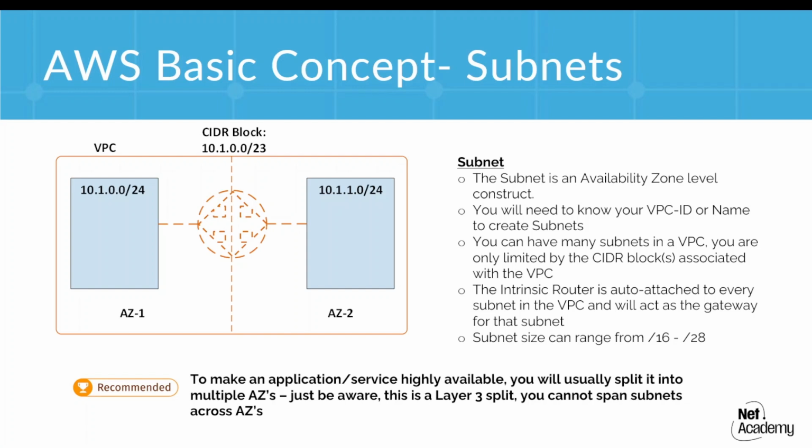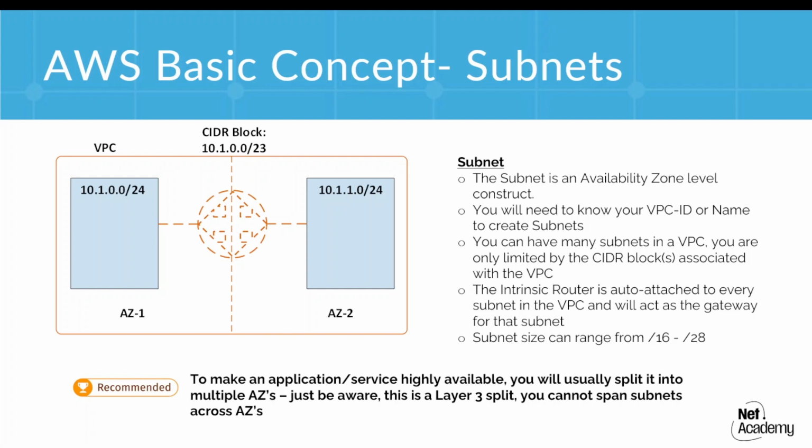Also, if you remember, we talked about the intrinsic router. The intrinsic router is automatically attached to and becomes the default gateway for everything in the subnet object, okay? So here I have two subnet objects, one that's 10.1.0.0/24, one that's 10.1.1.0/24, for example. That means if I spin up an EC2, which is just like a VM, in the 10.1.0.0/24, it's going to get a random IP. We'll call it 10.1.0.100. Its default gateway will be the intrinsic router.